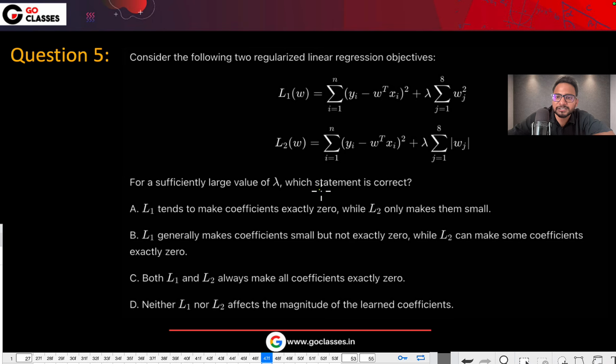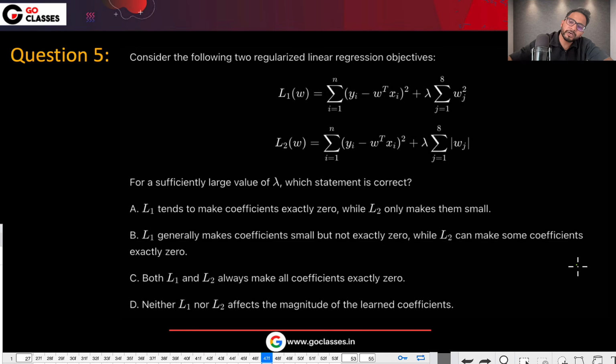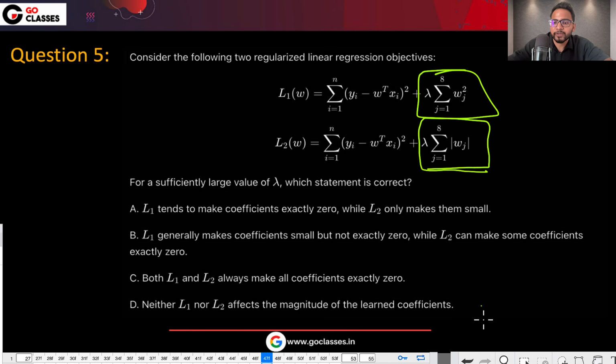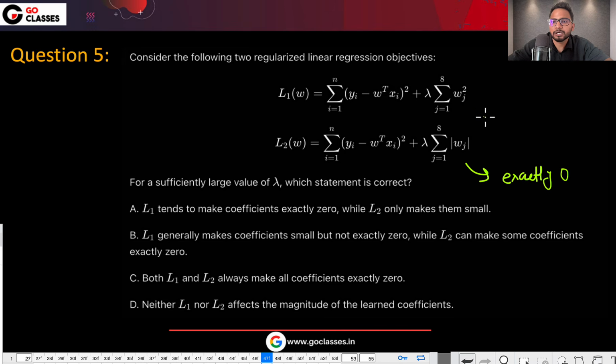This question is asking about L1 and L2, right? Whether L1 is making the coefficient exactly 0, or L2 makes them small or something like this. So we already know that L1, by the way, here it is a little confusing. Here L2 is actually the L1 regularization. I mean L2 is the loss function name. So let me just write it in L1 L2 form, the regularizer form. Basically this will shrink to exactly 0, and this will shrink to small weights. That's what we already know. I will tell you why.